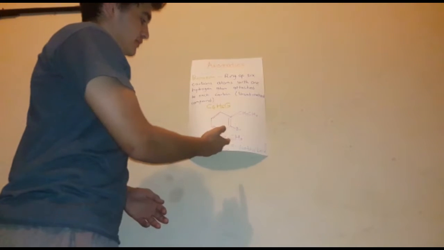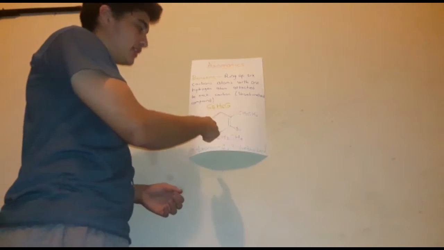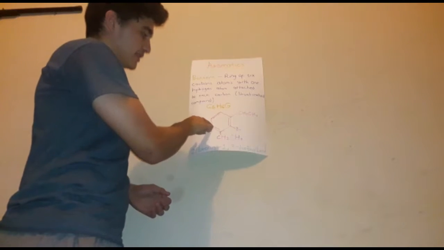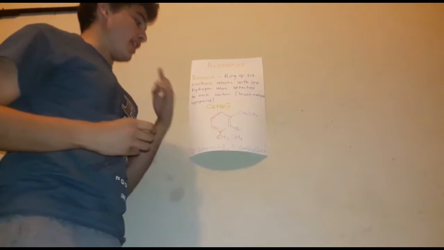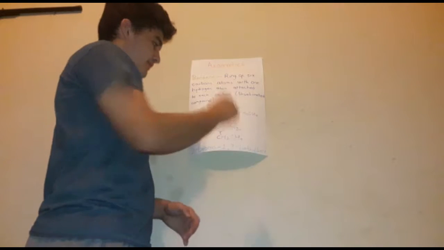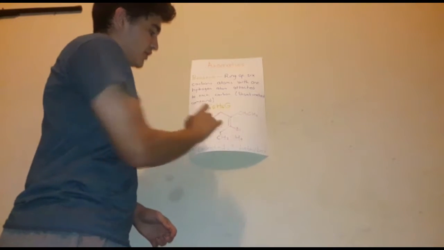Here's an example. As you can see, it's cyclic, but these lines show that it is aromatic. 2-bromo-1,3-diethylbenzene. We start from here. We count 1, 2, 3.